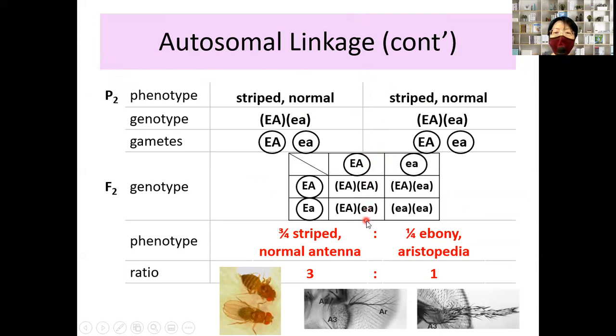So after you do the cross, you find that the phenotypic ratio is actually 3:1. 3 striped normal antenna and 1 ebony aristopedia. So only this is ebony aristopedia. These 3 are normal antenna and striped. Okay. So this one is showing you that this is normal antenna and this is aristopedia antenna, which looks like the foot, right? Growing to become the antenna. So that's why it's called aristo, stands for appendages.